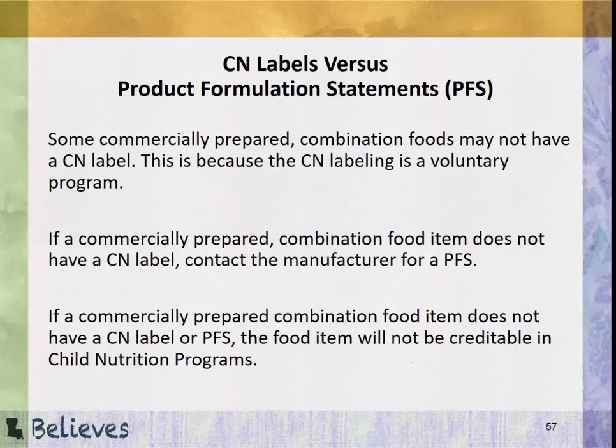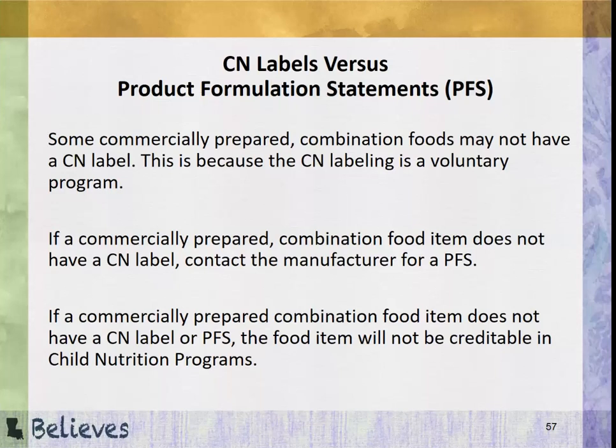Some commercially prepared combination foods may not have a CN label. This is because the CN labeling program is voluntary. If a commercially prepared combination food item does not have a CN label, contact the manufacturer for a product formulation statement. Like a CN label, a product formulation statement is a warranty for crediting of a combination food item toward the child nutrition program requirements.